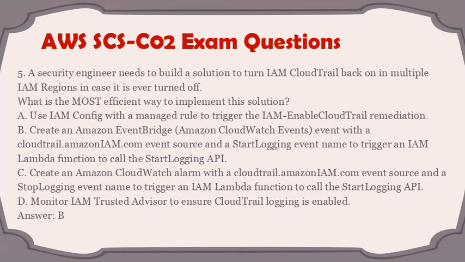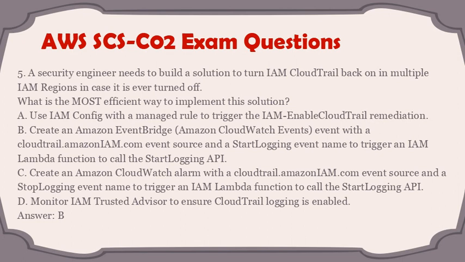5. A security engineer needs to build a solution to turn AWS CloudTrail back on in multiple AWS regions in case it is ever turned off. What is the most efficient way to implement this solution? A. Use AWS Config with a managed rule to trigger the AWS enable CloudTrail remediation.